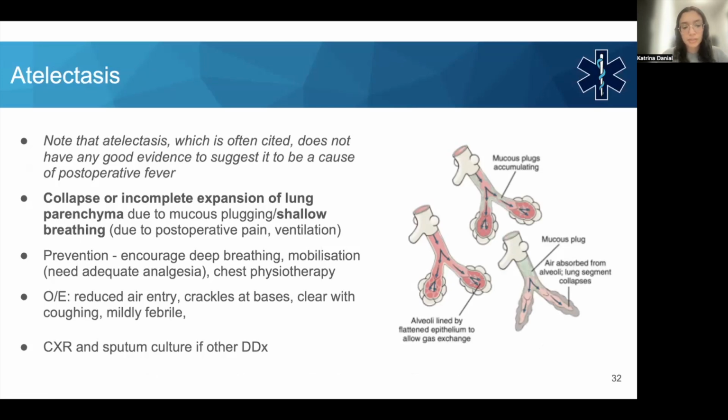In terms of preventing this from happening, you encourage the patient to take some deep breaths, and if they're in such severe pain that they can't do this, then you want to give them more pain relief. You can also have them do some chest physiotherapy to help to expand those lungs, etc. On examination, the findings that you'll see are reduced air entry and crackles at the bases, and the key word here is that they will clear with coughing. Okay, so the crackles at the bases will clear with coughing. If you're concerned that this is like a brewing pneumonia, then you can do a chest X-ray or a sputum culture.